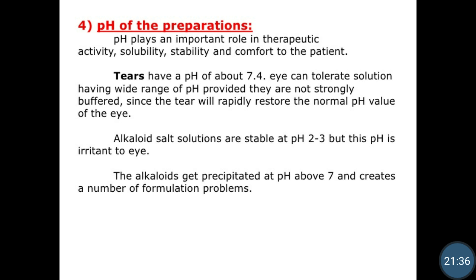Again, the tear has a pH of about 7.4, so eyes can tolerate solutions having a wide range of pH, provided they are not strongly buffered, since the tear will rapidly restore the normal pH value of the eyes. The pH of tear is about 7.4.